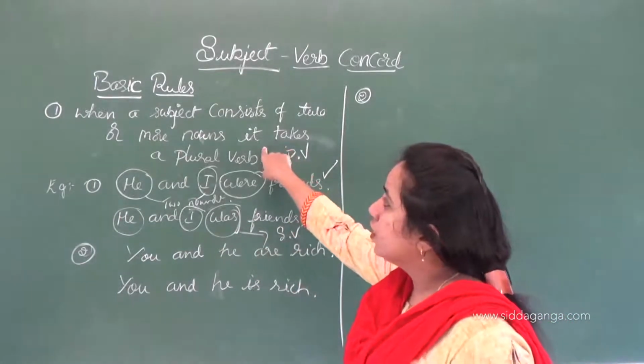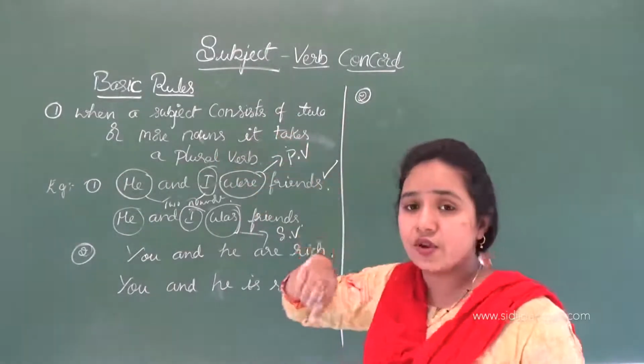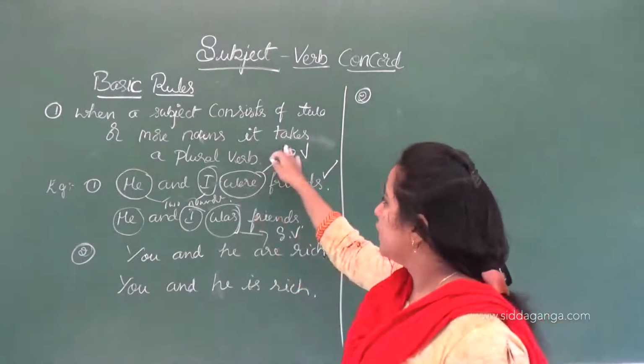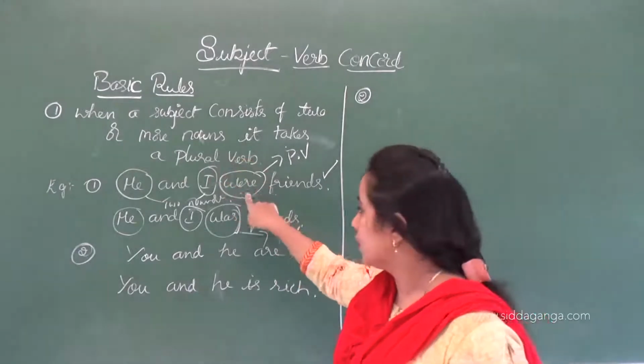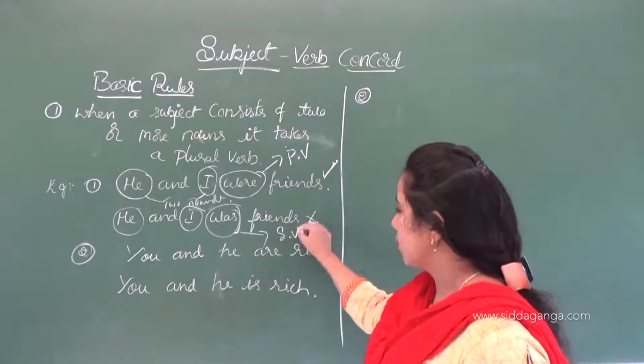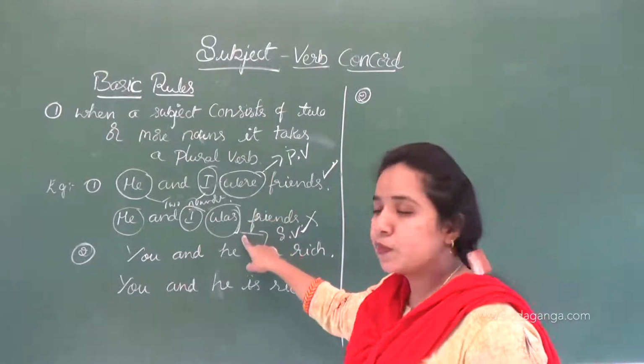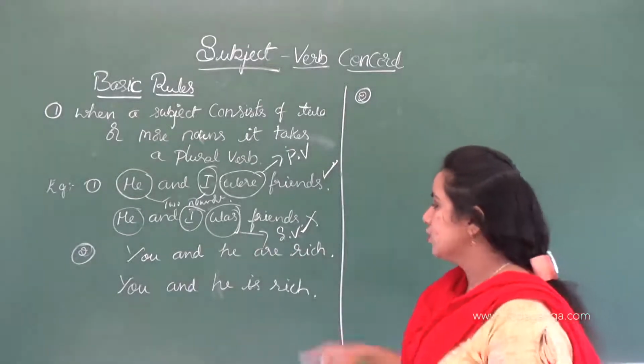But the rule says that a subject which consists of two or more nouns takes a plural verb. So what is the plural verb here? This sentence is right and this is wrong. The verb must be a plural verb, not a singular verb.